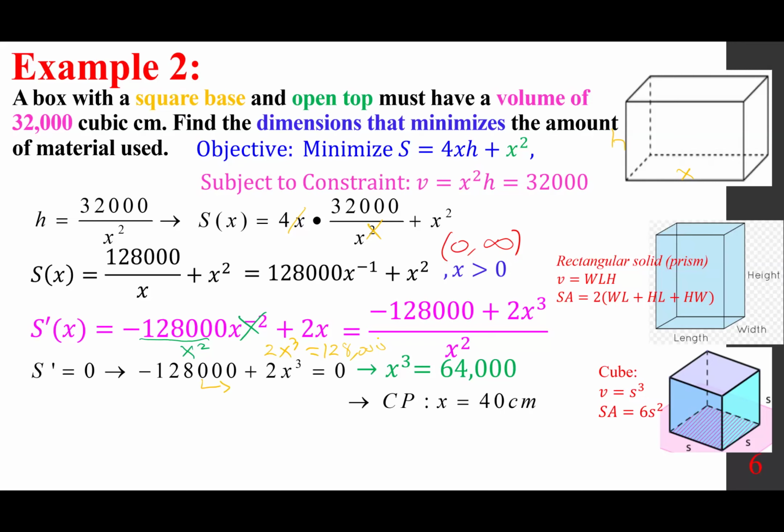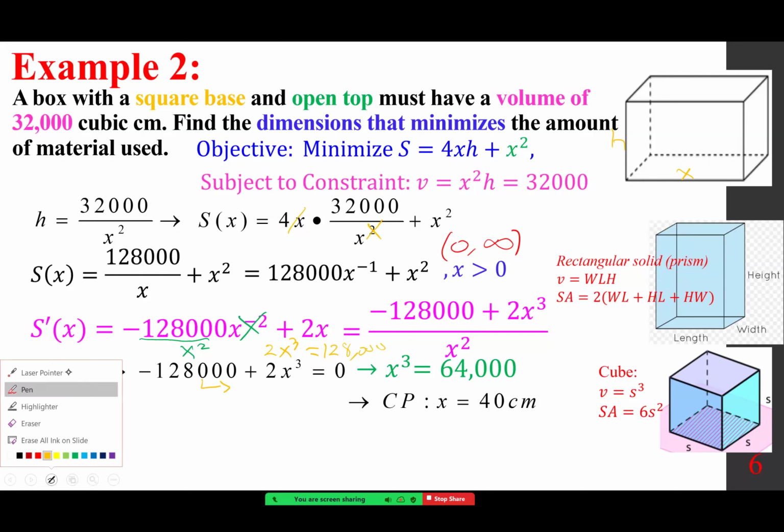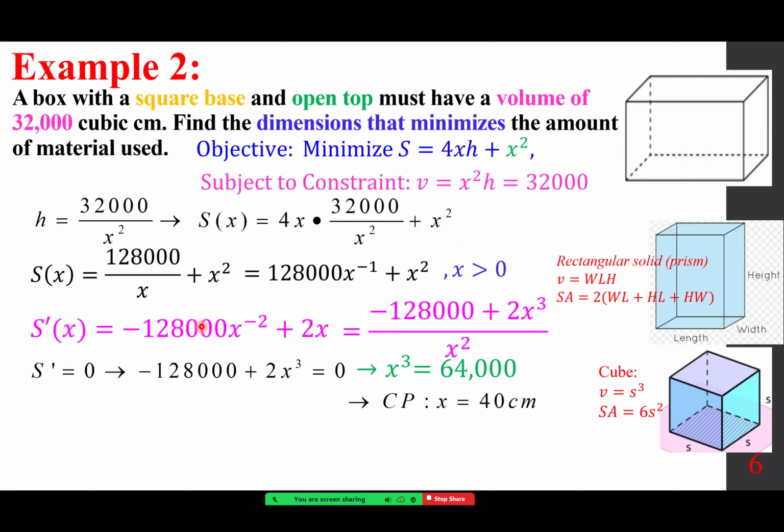Let's do either the first or the second derivative test. The second derivative test is easier. S double prime, we go back here. S double prime is the product of these two numbers, which makes it positive 256,000 x to the power of negative 3 plus 2.